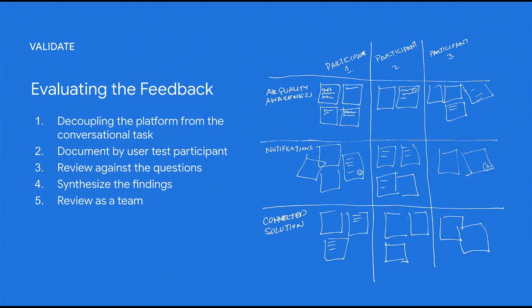A user feedback matrix like this is really helpful. You can align the participants' feedback to the specific questions that you wanted to have answered. In a voice action sprint, it's really important to decouple the feedback that you're getting about, say, the platform or interacting in a voice format from the actual conversational task. Because here what you're trying to do is find out, is this task going to be useful for them? Is it going to provide value? Are they going to engage with it and do it? So you'll want to review against your questions, and you'll want to synthesize those findings as a team so that you can decide what to prototype or what to move forward in the future.